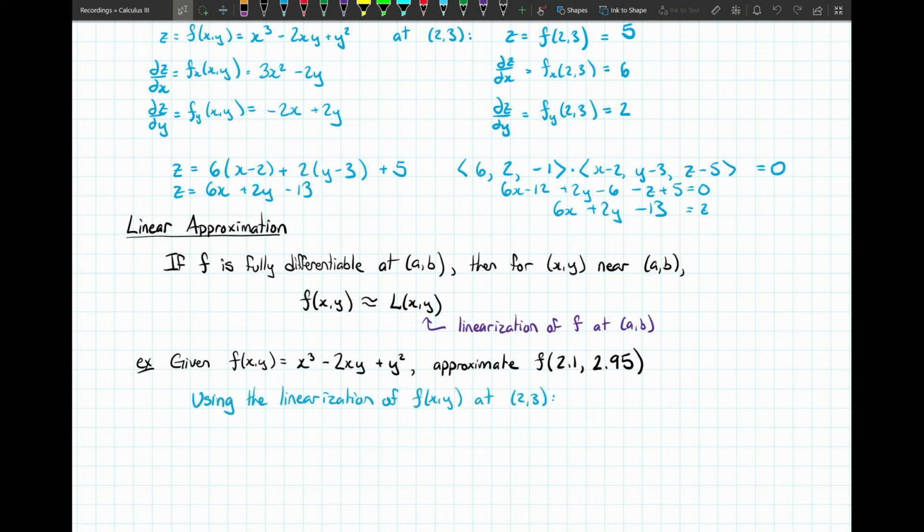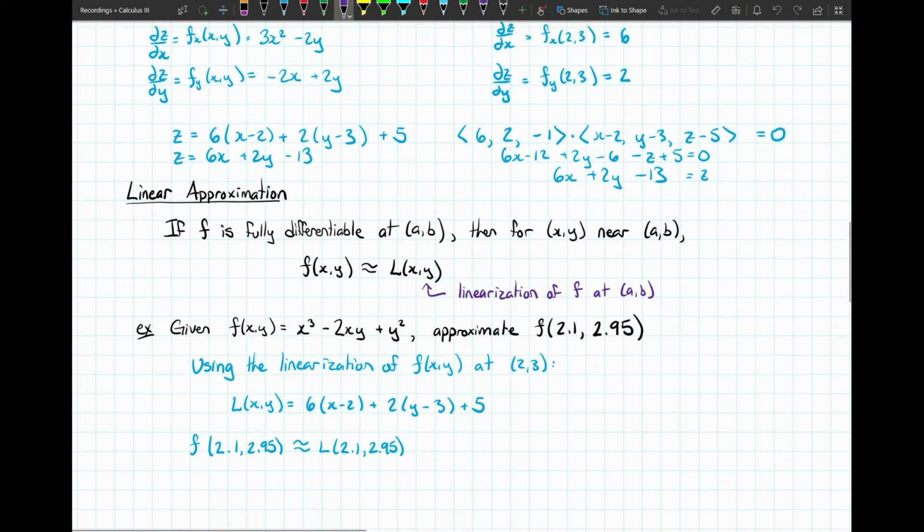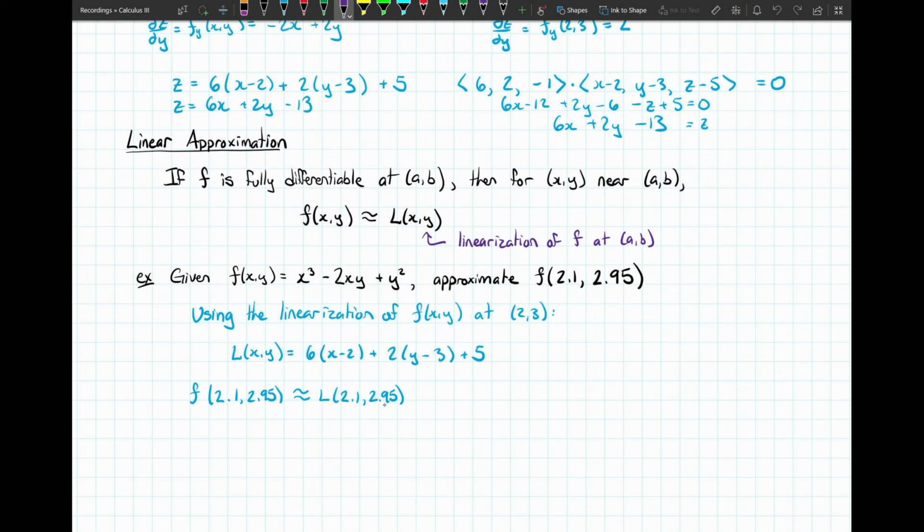We've already got the linearization of that function at 2, 3. And before we expanded out the scalar form of the tangent plane, we had 6 times x minus 2 plus 2 times y minus 3 plus 5. Here I'm using that L of x comma y notation because that really makes the most sense when we're calling it the linearization. Now we haven't really traveled too far away from the point 2, 3, so we can imagine that f of 2.1, 2.95 is approximately equal to the value of L evaluated at that point. And we can plug in x equals 2.1 and y equals 2.95 into this linearization function.